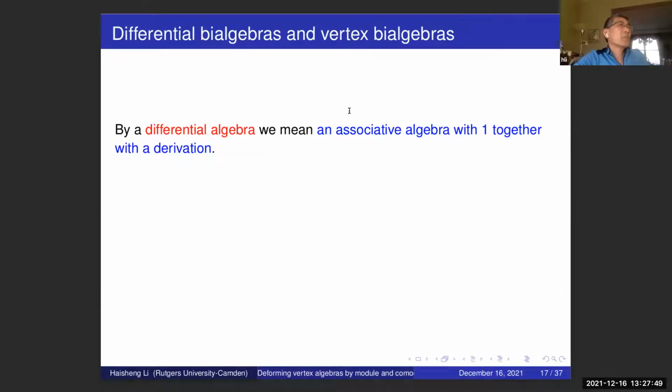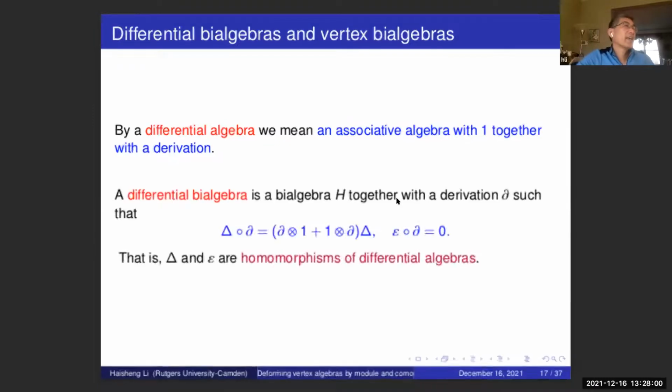So here we have differential bialgebra. First, differential algebra here means, just the terminology, an associative algebra with identity and also with one derivation. And differential bialgebra, of course, we add more. So it's a bialgebra with a derivation satisfying this natural property. So that means the coproduct structure maps are also differential algebra morphisms for that. Okay.